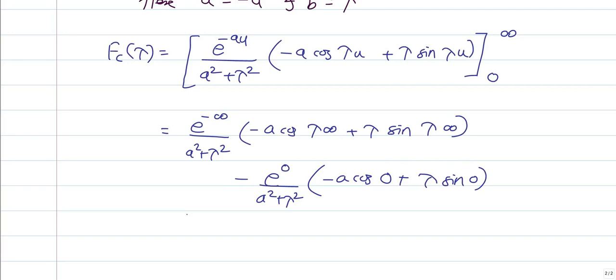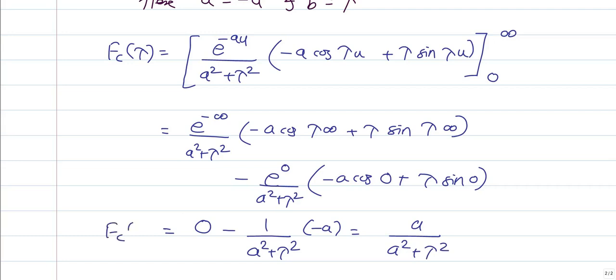All right, now you can see here this e raised to minus infinity will become 0. It is 0 minus e raised to 0 will be 1, and cos 0 will be 1, sine 0 will be 0. So this is minus a. So what we get here is a upon a square plus lambda square. So this is what our Fc lambda is, the Fourier cosine transform of the given function.